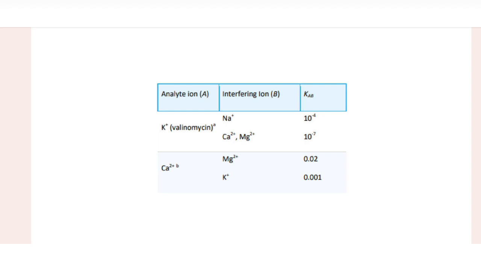And again, in the analysis of Ca2 plus, Mg2 plus can act as an interfering ion. Its selectivity is comparatively less, because its Kab value is only 0.02. And again, in the analysis of Ca2 plus, K plus ion also can act as an interfering ion.